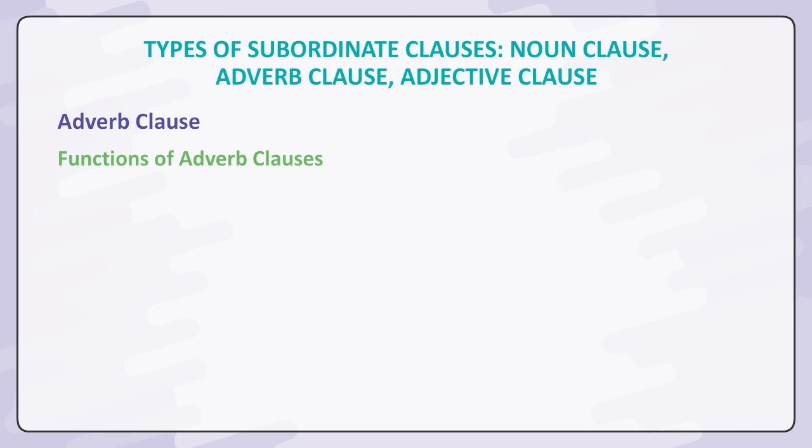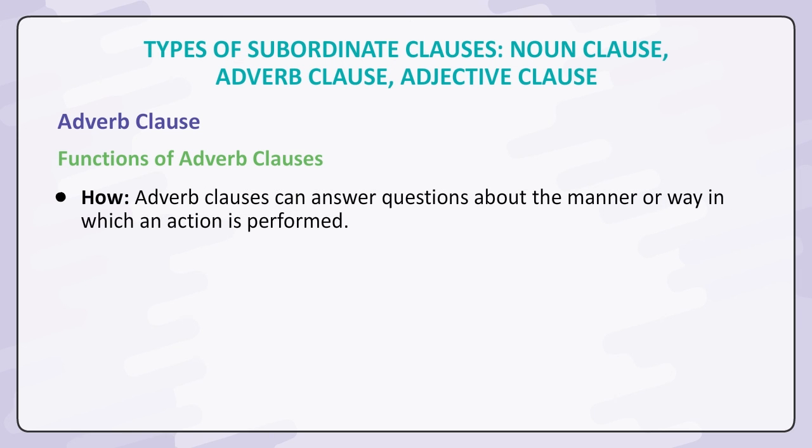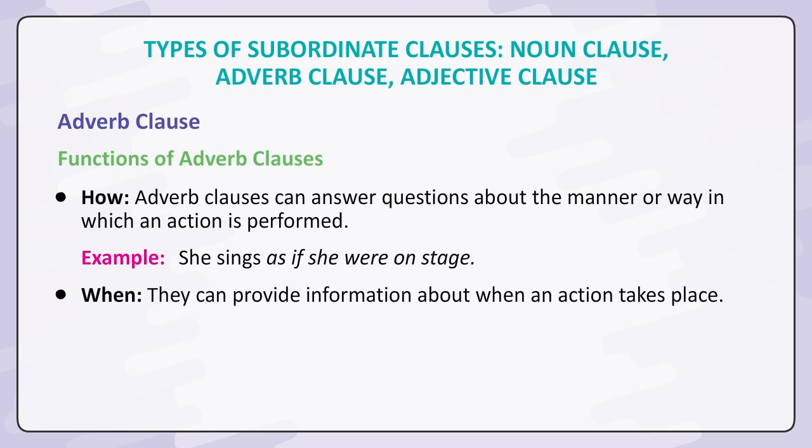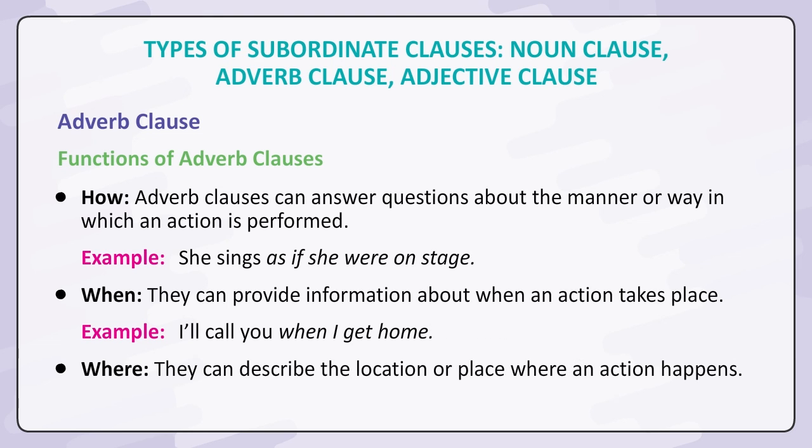Functions of adverb clauses. How? Adverb clauses can answer questions about the manner or way in which an action is performed. Example: She sings as if she were on stage. When? They can provide information about when an action takes place. Example: I'll call you when I get home. Where? They can describe the location or place where an action happens. Example: I saw her where you often eat lunch.